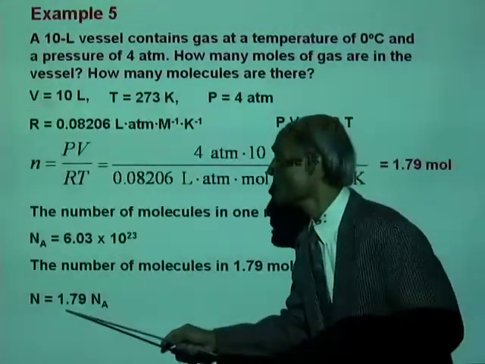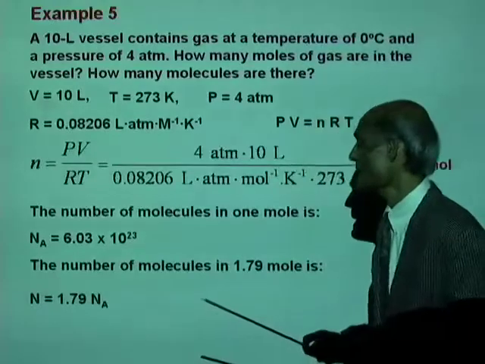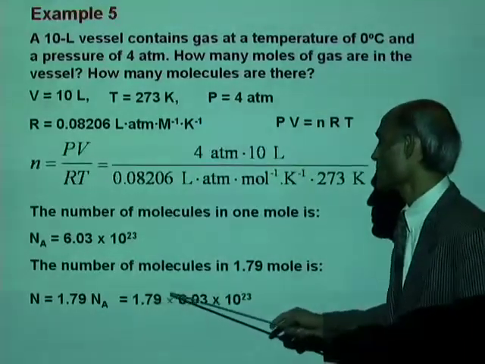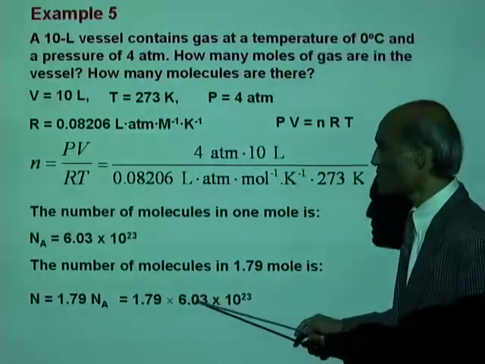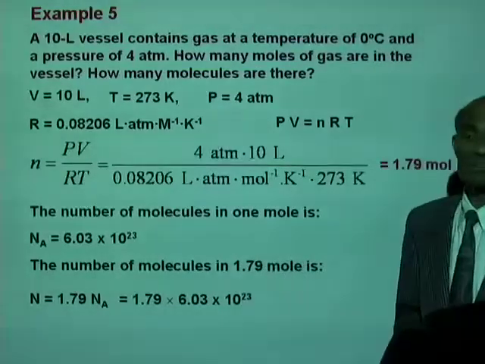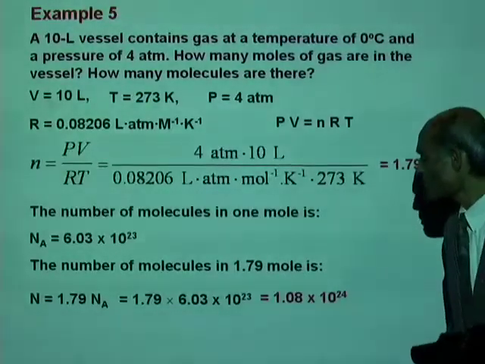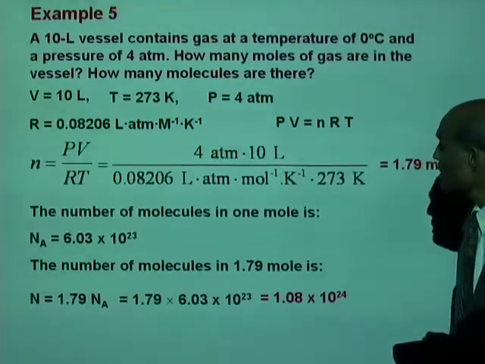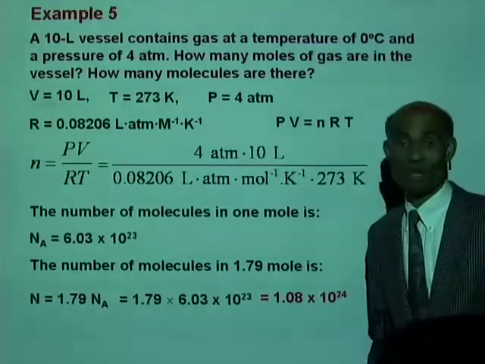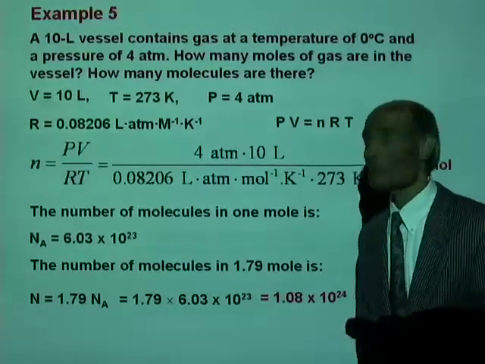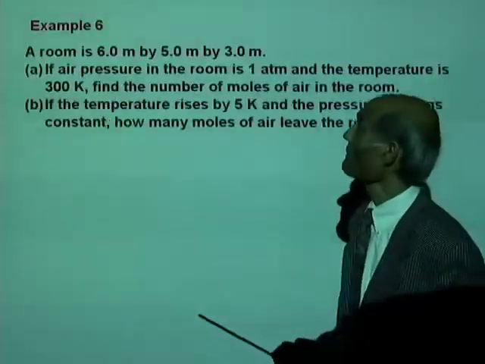That will be 1.79 times NA. That will be 1.79 times 6.03 times 10 to the 23. That is 1.08 times 10 to the 24 molecules. Okay, let's do another one.